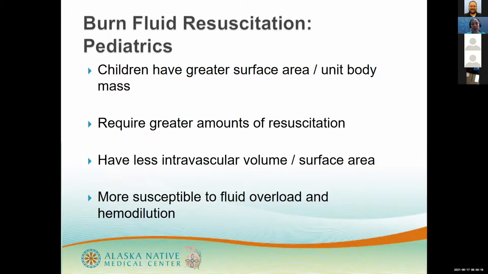Kids, the reason why they need a lower threshold to start burn fluid resuscitation is that they have a greater surface area to unit of body mass. So they have more skin per capita. Because of this, they require greater amounts of resuscitation. They also have less intravascular volume. And so they're really susceptible to fluid overload and hemodilution. So they're in a real tenuous spot.